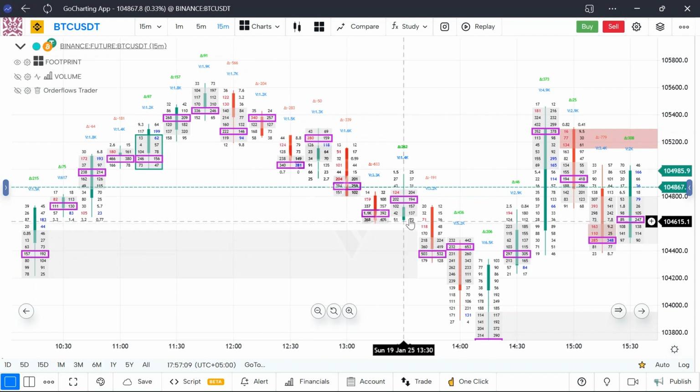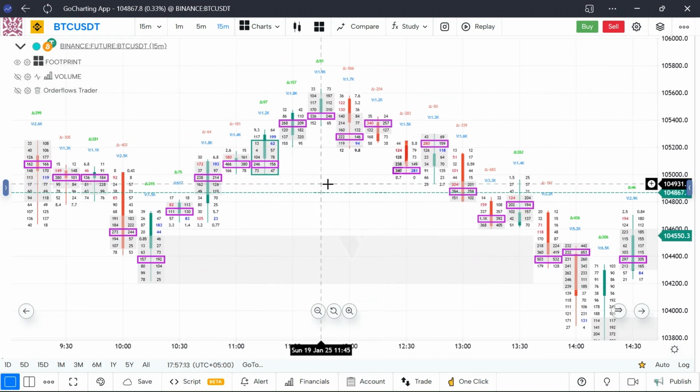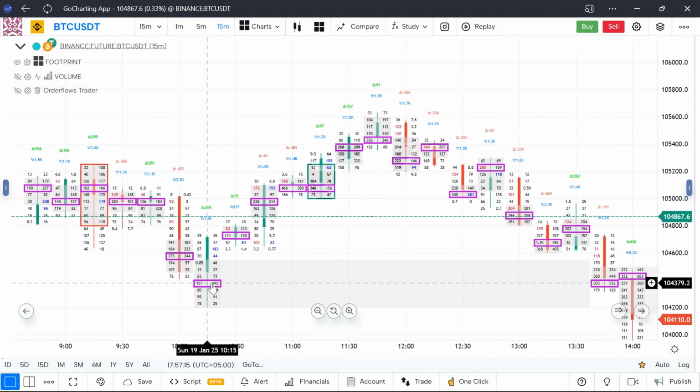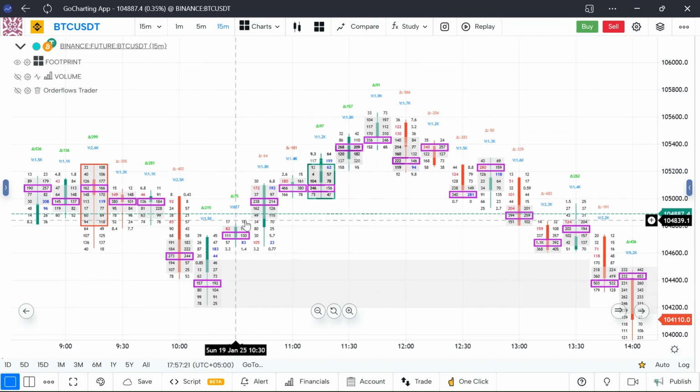Imbalances, both single or stacked, show strong dominance of one side over the other side. So for upside move, you want to see more buy imbalances, while for downside move you need to get sell side imbalances. Stacked imbalances also act as SR levels.